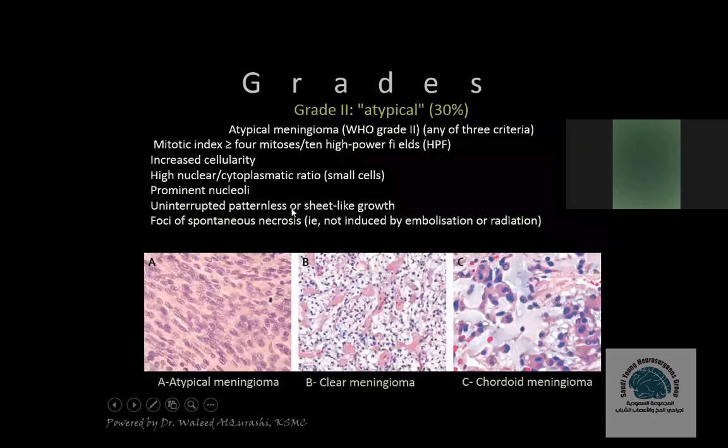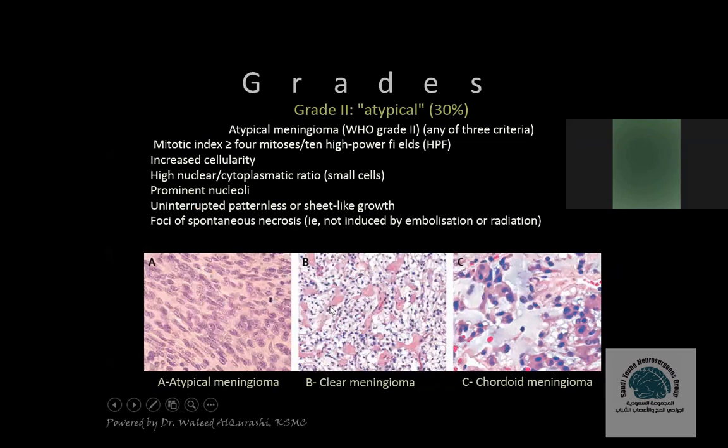While for grade 2, as was mentioned, the mitotic index is greater than or equal to 4 mitoses per 10 high power fields, with increased cellularity, high nuclear-cytoplasmic ratio, prominent nucleoli, and a pattern of sheet-like growth with spontaneous foci of necrosis. And these are the different types of grade 2 meningioma.